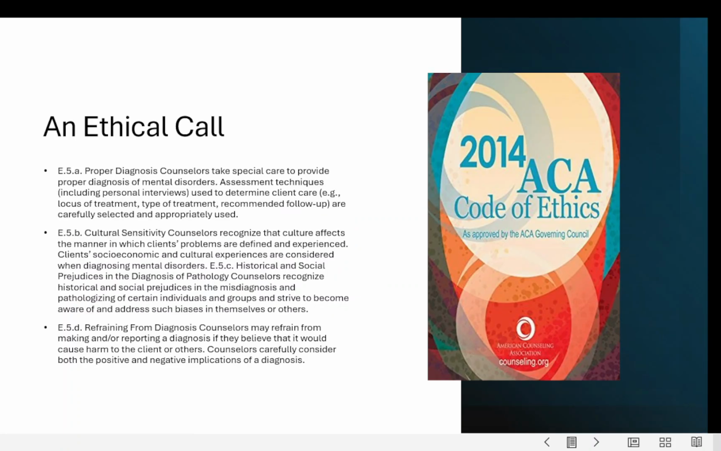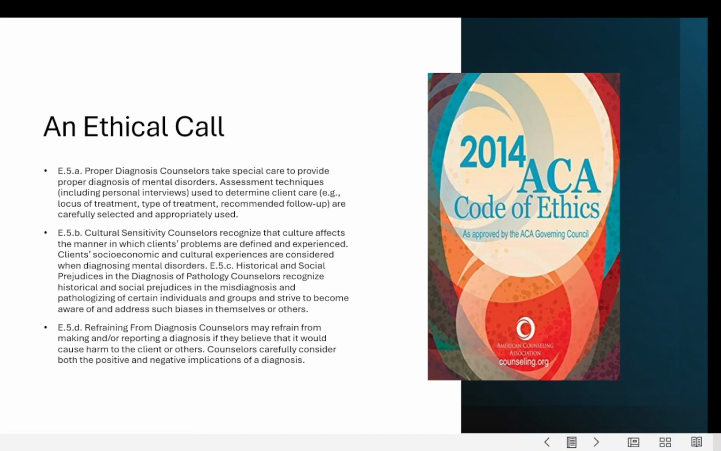And it wouldn't be complete without talking about the ACA Code of Ethics, specifically when we're looking at various different sections. They provide very clear guidance and rationale on the process of diagnosing. First, we're going to look at E5A. This emphasizes the importance of providing accurate diagnoses of mental disorders.